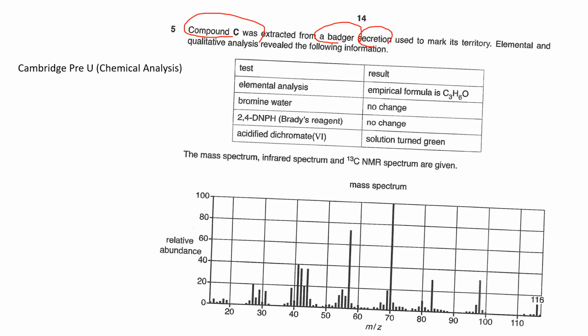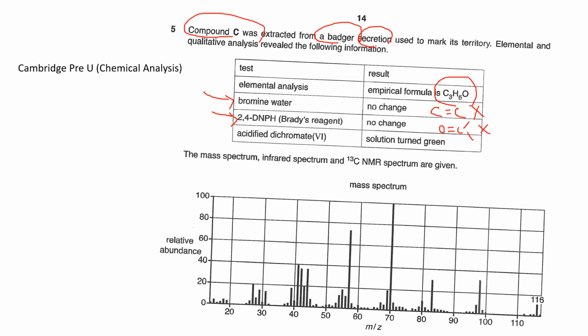There is a data table with several pieces of data available. The first one is the empirical formula, and the second one is the bromine water test. You see, this result is negative, that means no C=C present. The next one is the DNPH test for a carbonyl group. However, it is also negative, which means no carbonyl group is present.